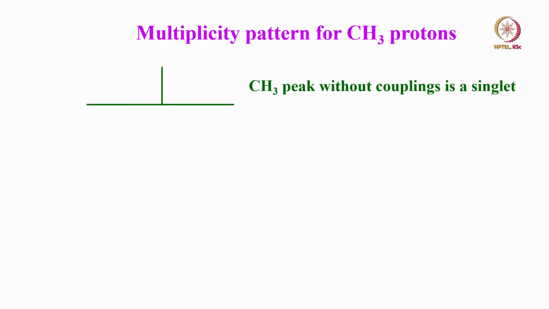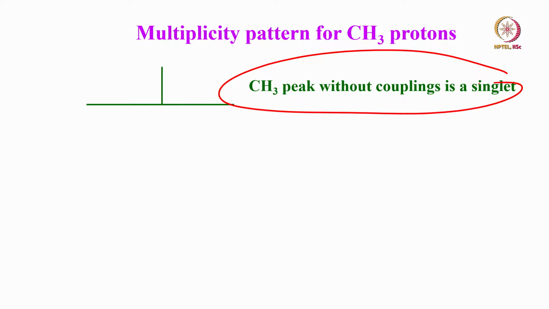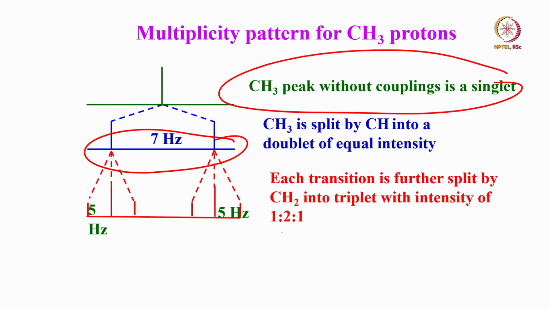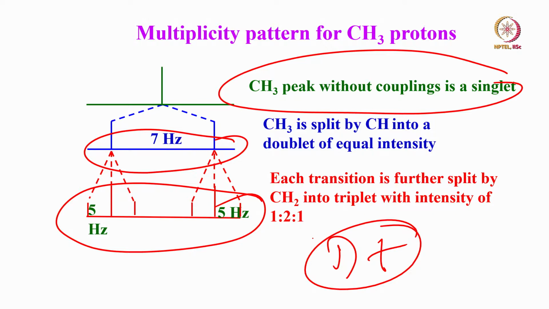Now I will take what happens if I observe the CH3 protons. I am observing CH3. Again, CH3 without coupling is a singlet. Now with the coupling to CH, it is going to be a doublet. Remember, when I was observing CH, it was a quartet, but now I am observing CH3, so it is going to be a doublet. And this doublet is further split by CH2. Each of them is going to be a triplet pattern. So, you are going to get a doublet of triplets for CH3.